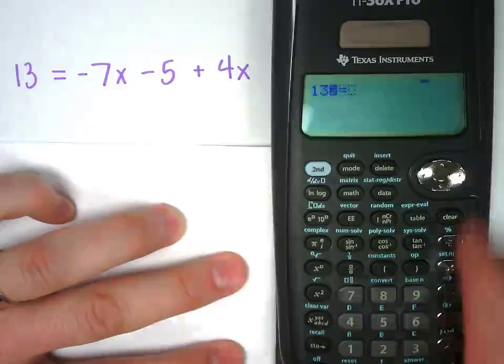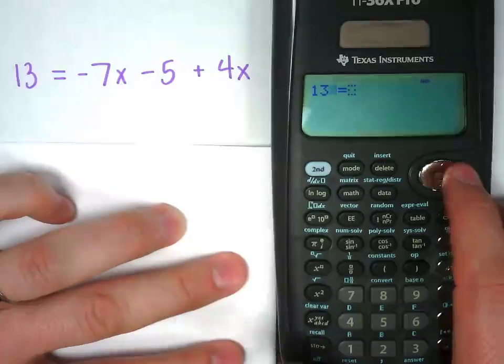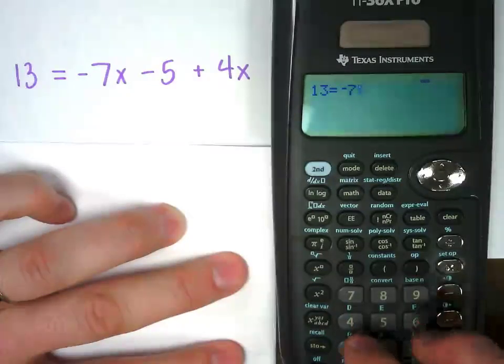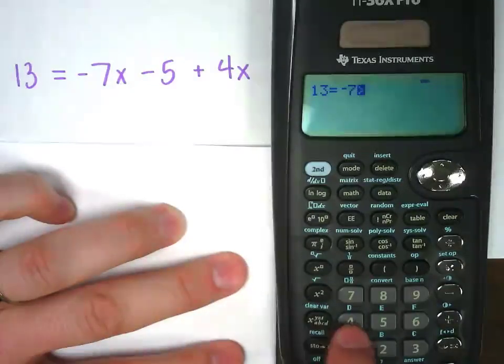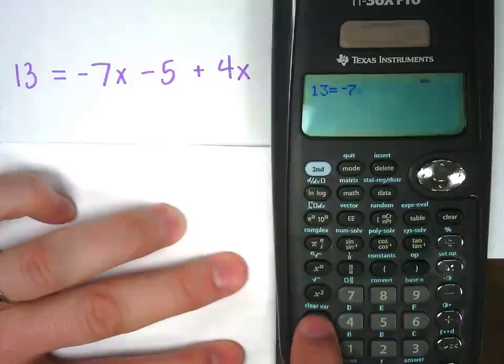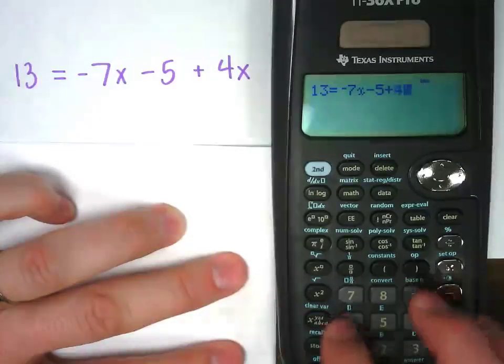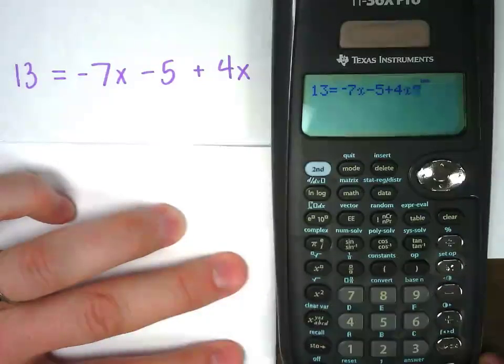So we're going to put a 13 on the left side, and we're going to press the right arrow over to the other side, and we're going to plug everything in. -7, that's a -7. Here's the X button right here, next to the 4. You just press that X button, and an X pops up. And then you put -5 plus 4X. So notice it's all in there exactly the way it looks.